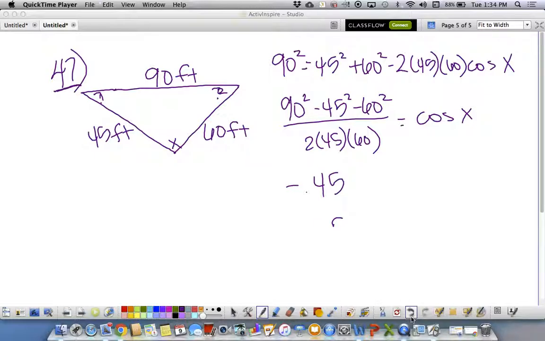So angle X equals what? Is it 117? But then now you have to go back and find these missing angles. Then you go find those missing angles using the law of sines, and then subtracting from 180.